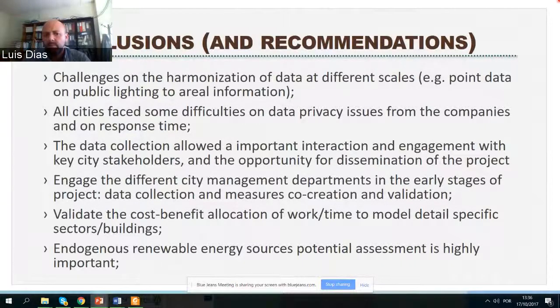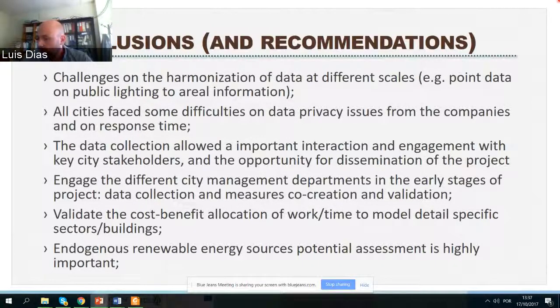All cities that were part of the project faced some difficulties on privacy issues on data from the companies, and also the response time. It's difficult to engage some of the stakeholders, and even some of the stakeholders said no, and it was difficult to get some information. For instance, for municipal solid waste for particular cities, we overcame this problem by using some national information that was applied at local level.